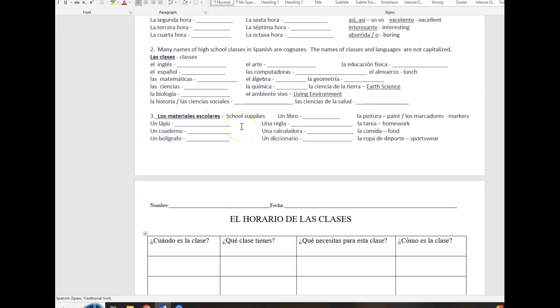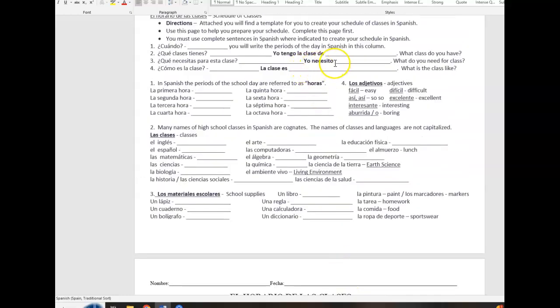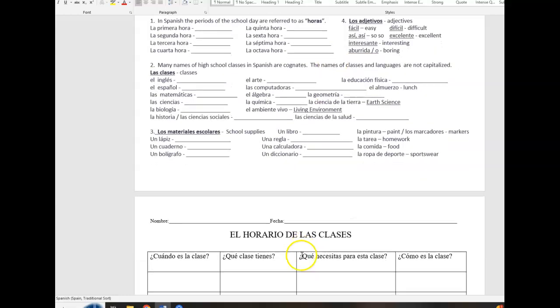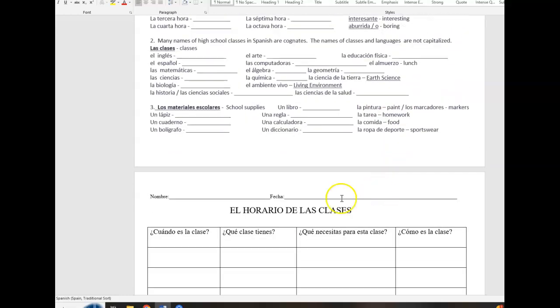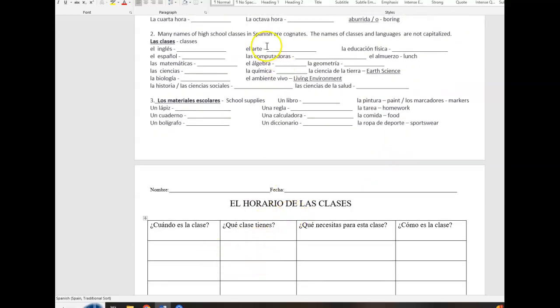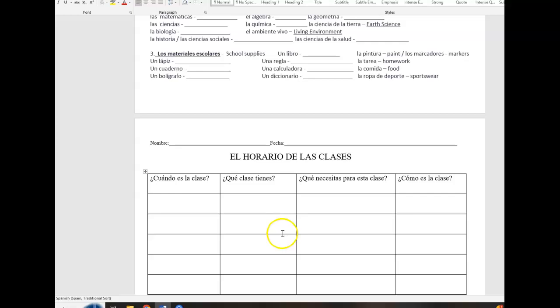See if you can come up with 2, if not 3 items, and you just list them here, beginning with yo necesito. And if you want, for the second column, you can begin with yo tengo la clase de. That would be good practice. Yo tengo la clase de arte. Yo tengo la clase de biología. Yo tengo la clase de historia. Yo tengo la clase de ciencias de la salud.